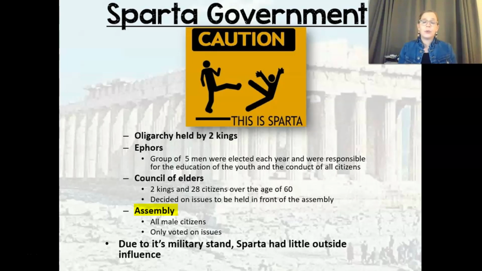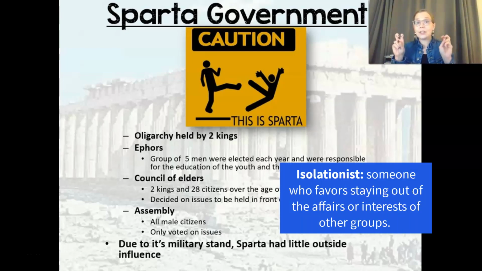And it's important to keep in mind, even though it says all male citizens, and that might sound very inclusive, it's still excluding anyone who's not a citizen, anyone who's not male. Because Sparta is very militaristic, they don't let people in from outside. They don't trust outsiders, and so they don't have a lot of outside influence. They're what we would call isolationist, meaning they isolate themselves from everybody else.